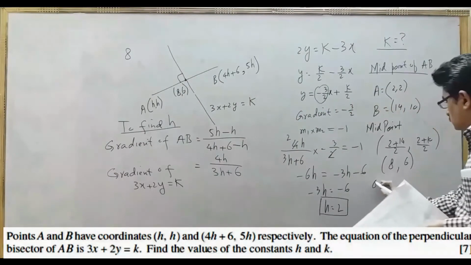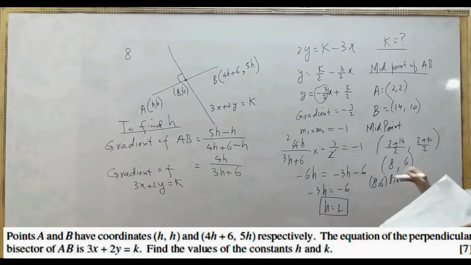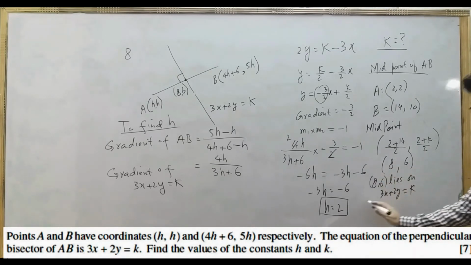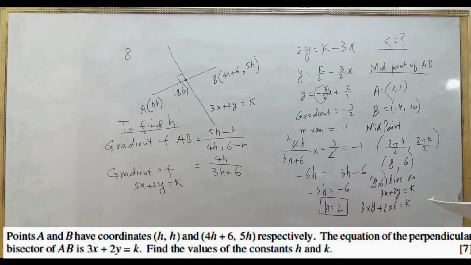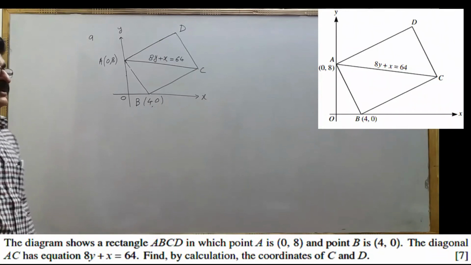Now (8, 6) lies on the line 3x plus 2y equal to k. So when a point lies on a line, you can substitute. Substituting these values, we can get the value of k, which is k equal to 36. This is your second answer. Okay, we move to the next question.